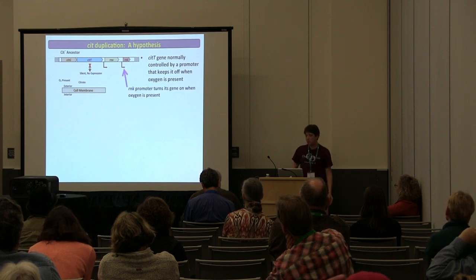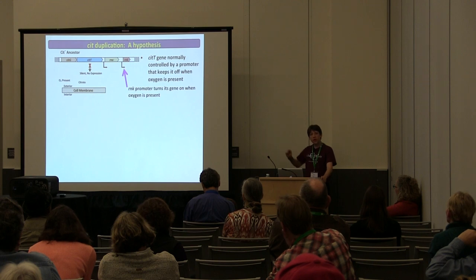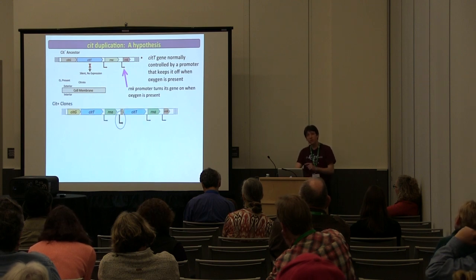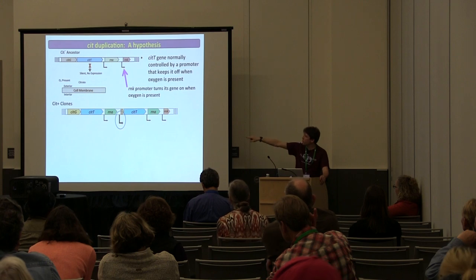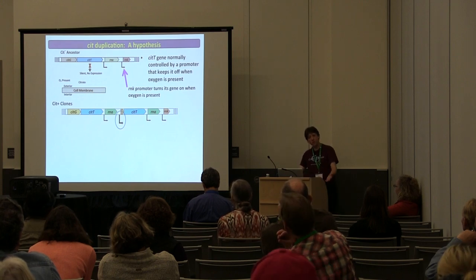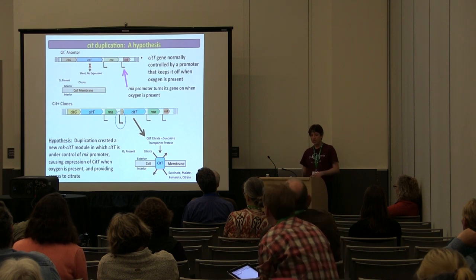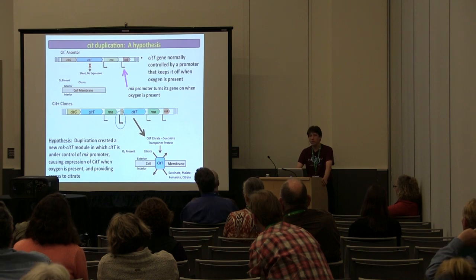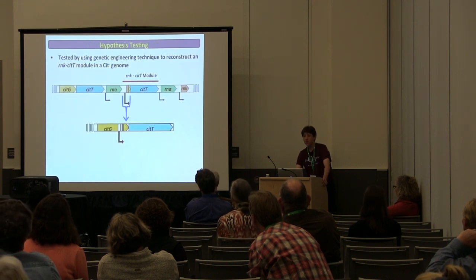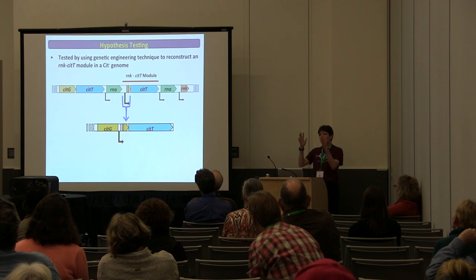But you'll notice, downstream of CIT-T, there is a promoter for the gene rnk, and it turns rnk on when oxygen is present. And this is interesting because if we look again at what this region is in CIT-plus, we see that the rnk promoter is now upstream of CIT-T, and it's turned on when oxygen is present. So the hypothesis is that the duplication created a novel rnk-CIT-T module in which CIT-T is under the control of the rnk promoter, which results in expression of the CIT-T transporter when oxygen is present, and thereby provides access to citrate.